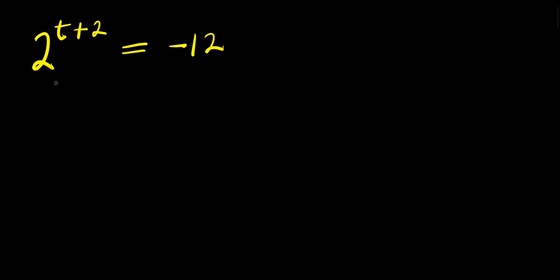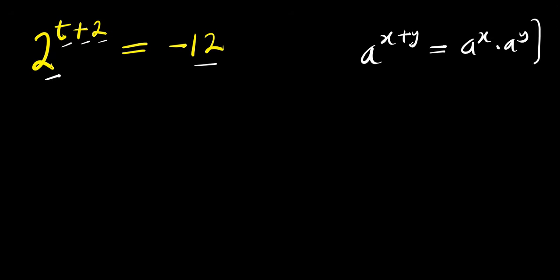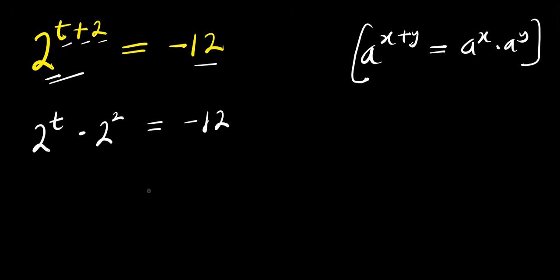Hello, how to solve 2 to the power of t plus 2 equals negative 12, solving for the value of t that satisfies this equation. So let's start with this identity. You have a power x plus y equals a power x times a power y. Applying that here, I have 2 power t times 2 power 2 equals negative 12.